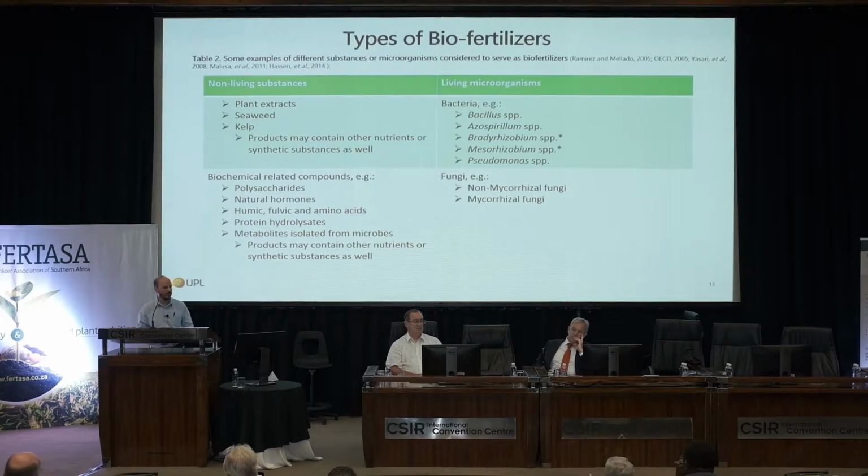For example, if you look at non-living substances, it may include plant extracts, seaweed, and kelp. These products may contain plant nutrients as well, or other synthetic substances within the formulation. You can also have some biochemical-related compounds, for example, polysaccharides, natural hormones, humic, fulvic, and amino acids, protein hydrolysates, metabolites isolated from microbes. So in cases where you don't have a living microorganism, you are only using the metabolites that they produce during the fermentation process. Again, these products can also be included with other plant nutrients and synthetic substances within the formulation.